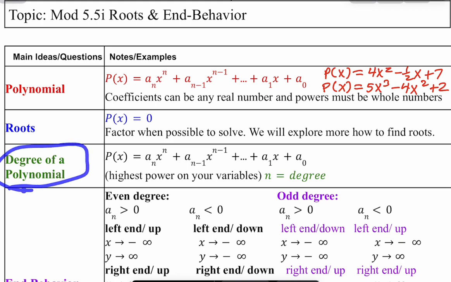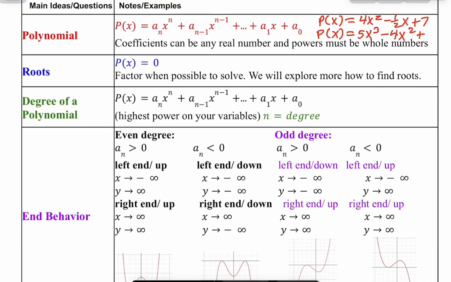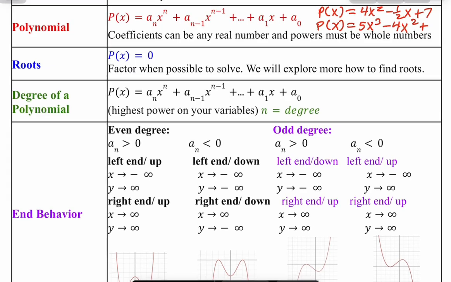The degree of a polynomial is just that highest power, that n. So for this one, the degree of this polynomial is 2. The degree of this polynomial is 3. The degree is going to help us determine what the ends are doing. Are they pointing both up, both down, one up, one down, to the left, to the right, all those different things. So the degree really determines how our end behavior looks. So that leads us then to end behavior.